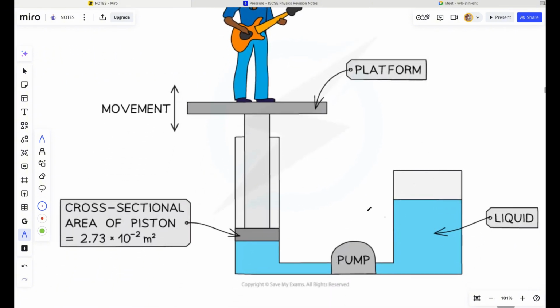This is showing the movement. The guy is standing on this platform, and we can see the liquid is flowing here. We have a pump here. We have a liquid flowing here, and you can see this cross-sectional area is smaller than the area on this side. The cross-sectional area here is small. So we say the cross-sectional area of the piston here is 0.0273.